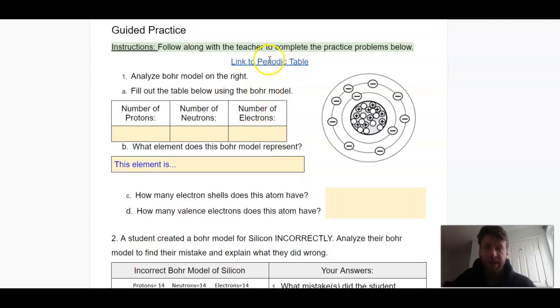So open up your periodic table. Number 1, analyze the Bohr model on the right. Fill out the information using the Bohr model. So number of protons, number of neutrons, and number of electrons. Okay, we can just count these up.